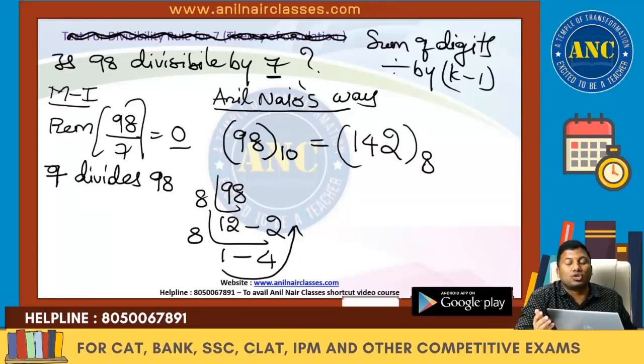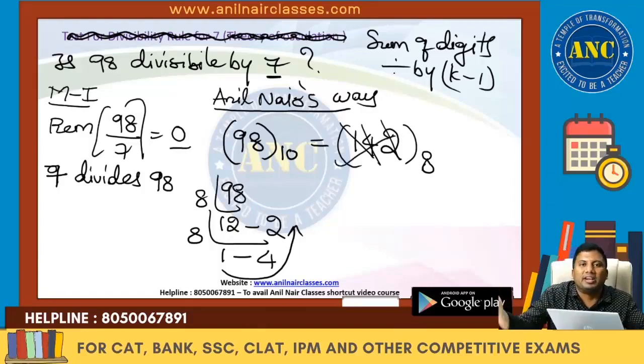The sum of the digits should be divisible by 7. 4 plus 2, 6. 6 plus 1, 7. 7 is divisible by 7. Therefore, 98 is divisible by 7. If you are good in concepts, this is how you can look at the simplest problem through a different prism altogether.